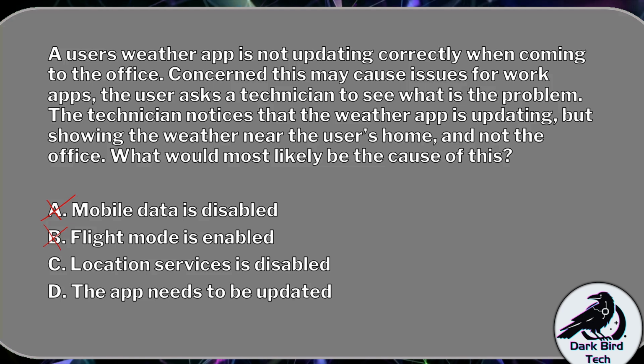Location services being turned off though, that does align pretty well. The user's app is still updating, but it thinks they're at home. The person might have turned off location services by accident. So that makes a lot of sense given the symptoms. The app needs to be updated? Maybe. But I've noticed that a lot of apps, especially things like weather apps, they'll work fine even if you haven't updated them. So it's more likely the location services have been turned off on the phone. And it's a very easy setting to accidentally turn off as well, especially if it's right next to the Wi-Fi or the mobile data options. So that's probably the best choice there.